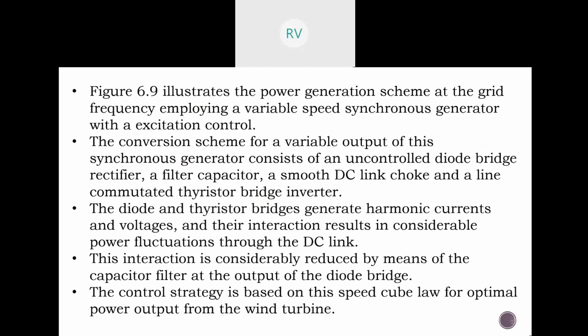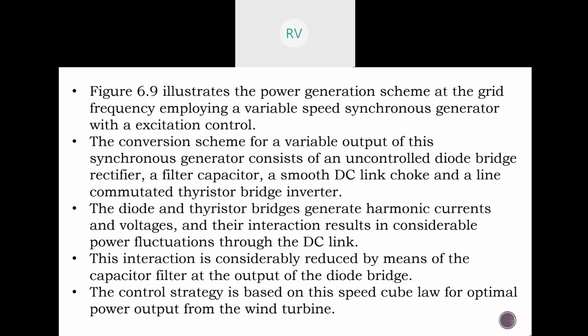The conversion scheme for the variable output of this synchronous generator consists of an uncontrolled bridge rectifier, a filter capacitor, a smoothing DC link choke, and a line commutated thyristor bridge inverter. So he's just giving us what is present in this case.